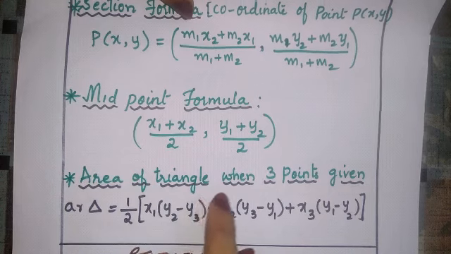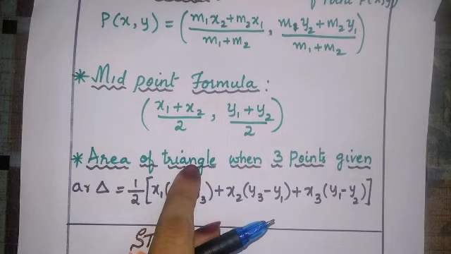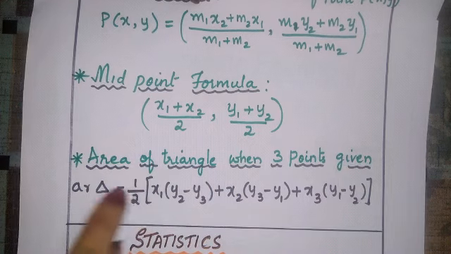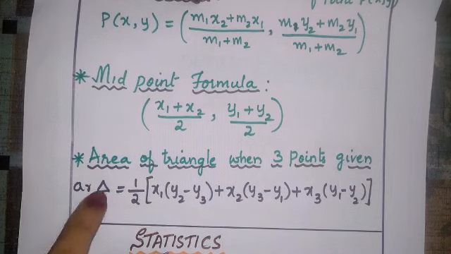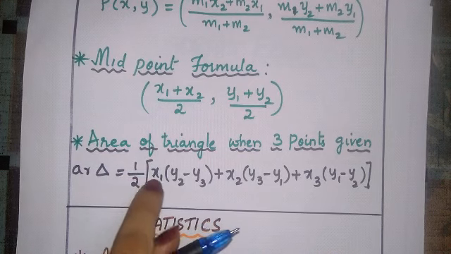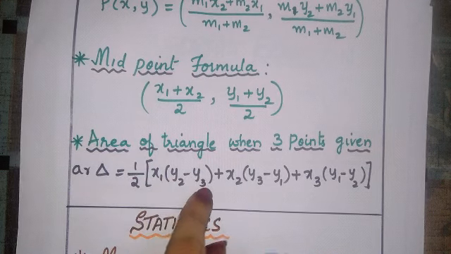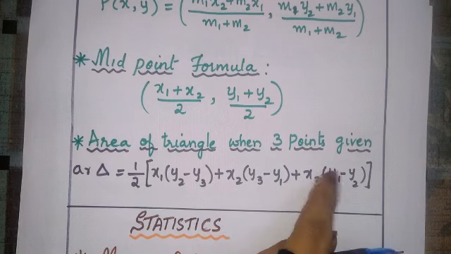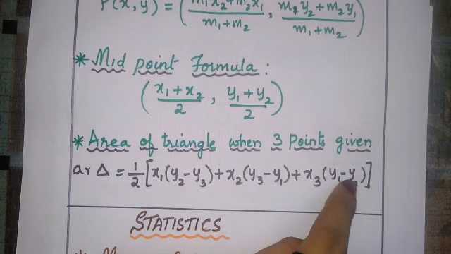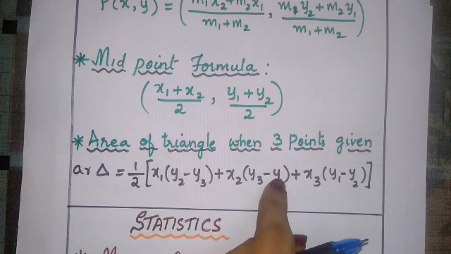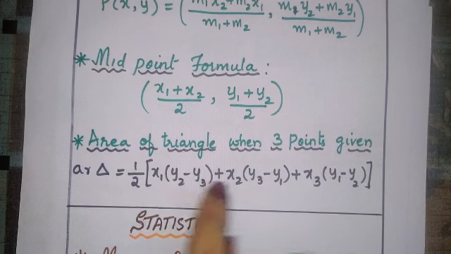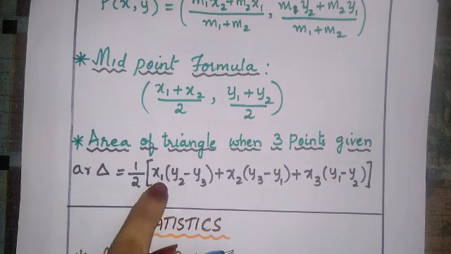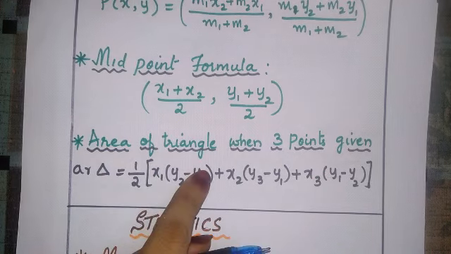And the last part of coordinate geometry is nothing but the area of triangles when 3 points are given. At that time you should know this formula. Area of triangle is equal to half into [x1 (y2 minus y3) plus x2 (y3 minus y1) plus x3 (y1 minus y2)]. This is a problem which is very important. So you should be perfect in these formulas. If you know this formula, you will be able to solve the problems based on these formulas.